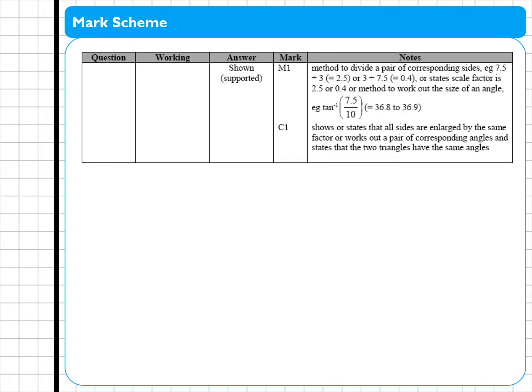There's also an alternate method, as you can see, using inverse tan to show that the ratio of the angles is still the same, but actually for this kind of question, using the corresponding sides is probably easier. As you can see, there is a final communication mark. You must state a sentence saying that either the sides are all enlarged by the same scale factor or that you've calculated that the triangles have the same corresponding angles.